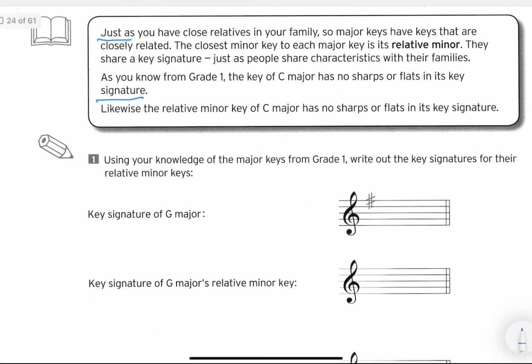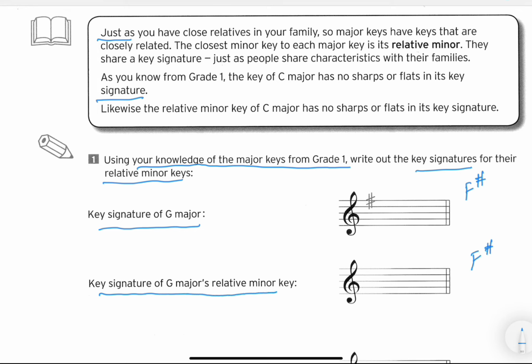Okay. So using your knowledge of major keys from grade 1, write out the key signature of their relative minor keys. So let's do it. We know the key signature of G major is F sharp. So the key signature of G major's relative minor would definitely be F sharp. So we'll put it here, F sharp, because they are relative. So they share the same key signature.